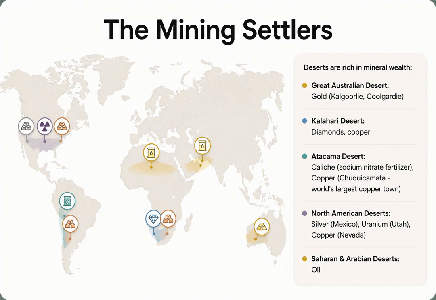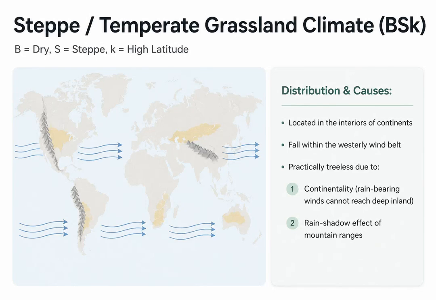In the Great Australian Desert, towns like Kalgoorlie sprang up around gold mining. The Kalahari is famous for diamonds and copper. In the Atacama, massive mining camps extract caliche, which is processed into sodium nitrate fertilizer, and it's also home to Chuquicamata, the world's largest copper town. North American deserts yield silver, uranium, and copper. And of course, the discovery of vast oil reserves has completely transformed the economies and landscapes of the Saharan and Arabian deserts.